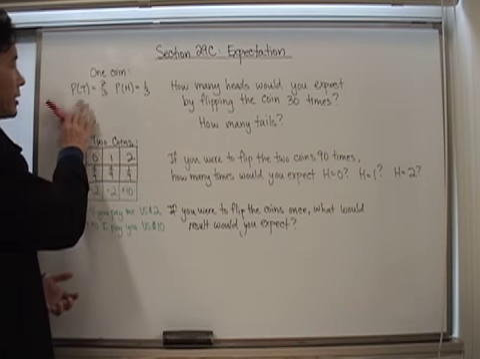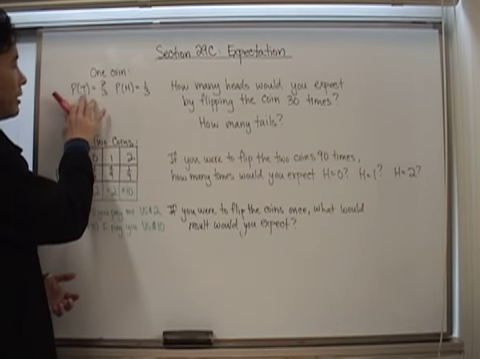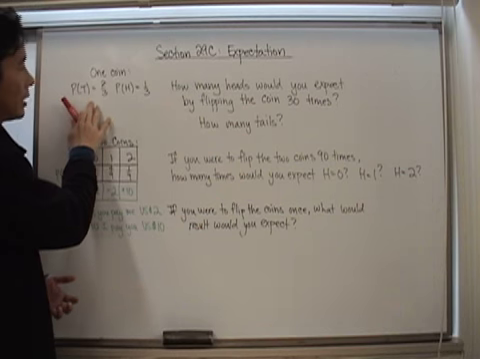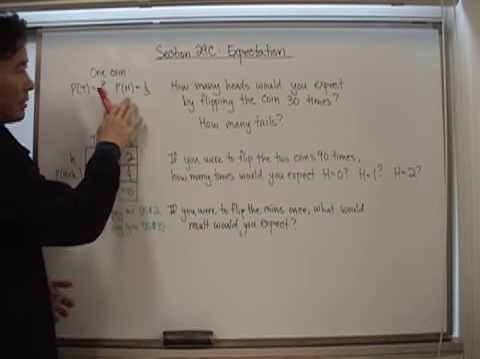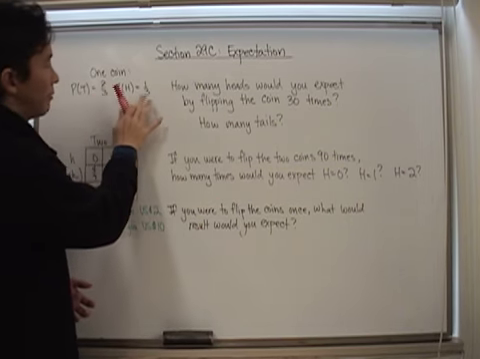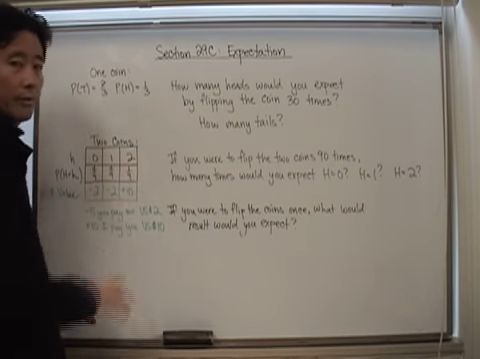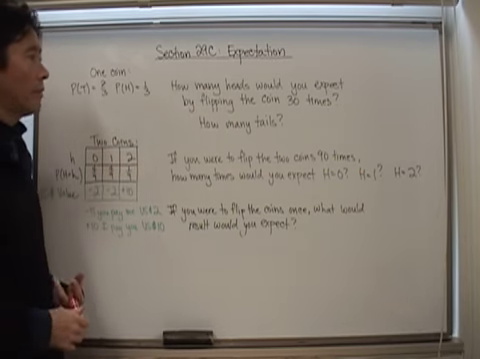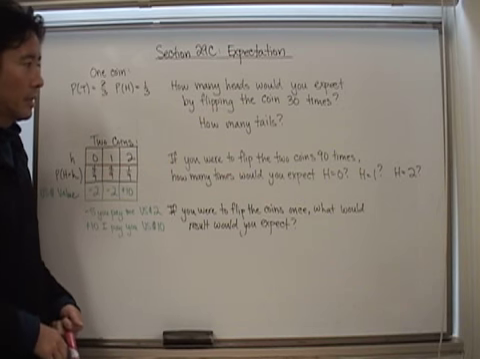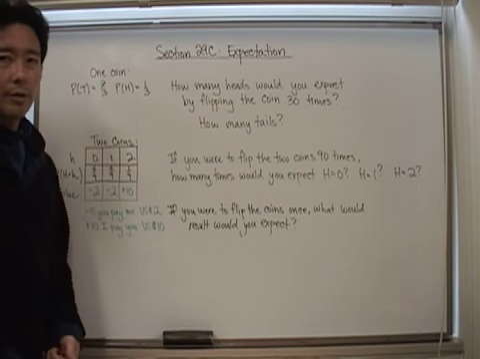And this one coin we said had a probability of having a tail show up 2/3 and the probability of having a head show up 1/3. So, based upon this theoretical probability, how many heads would you expect by flipping the coin 30 times?